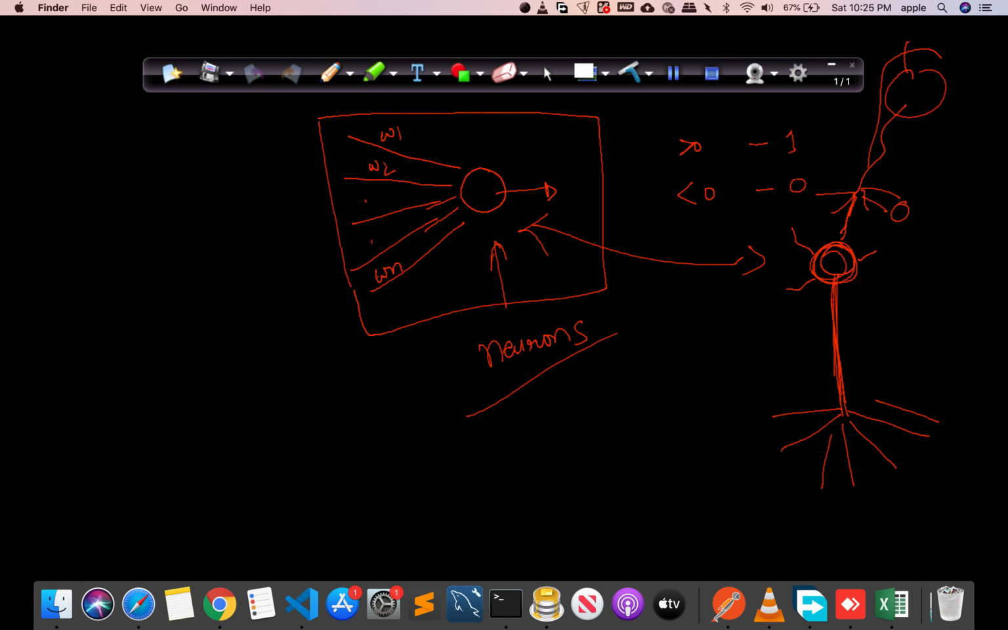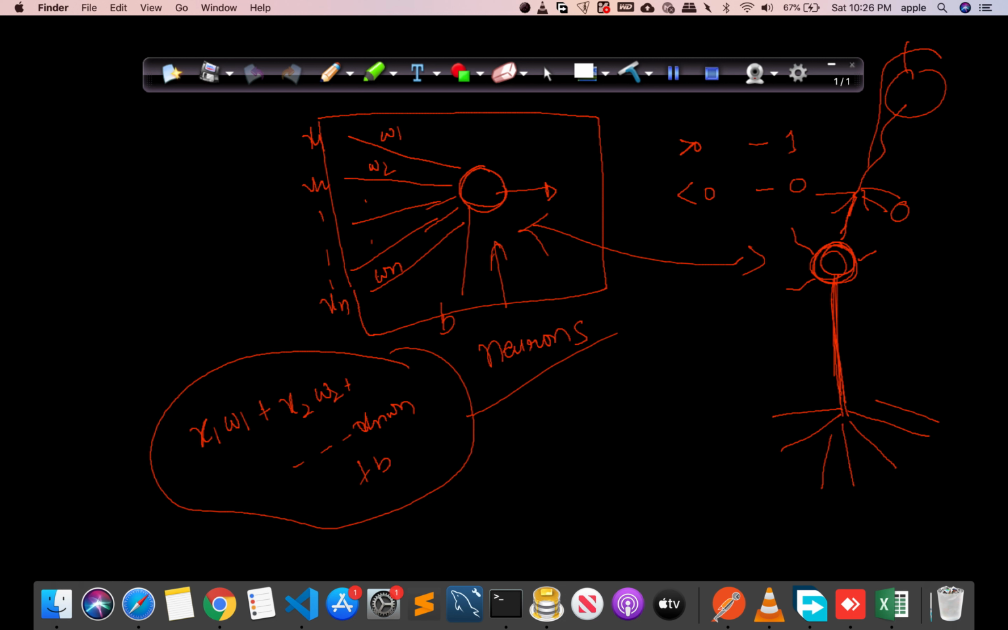In a perceptron, we don't have any particular function. We simply take the values x1, x2, and go until xn. We multiply x1 with w1, x2 with w2, and take the summation until xn wn, and at last we add a bias term, plus b. If the value of this is greater than or equal to 0, we give a value of 1, and if it is less than 0, we give a value of 0. Simple.